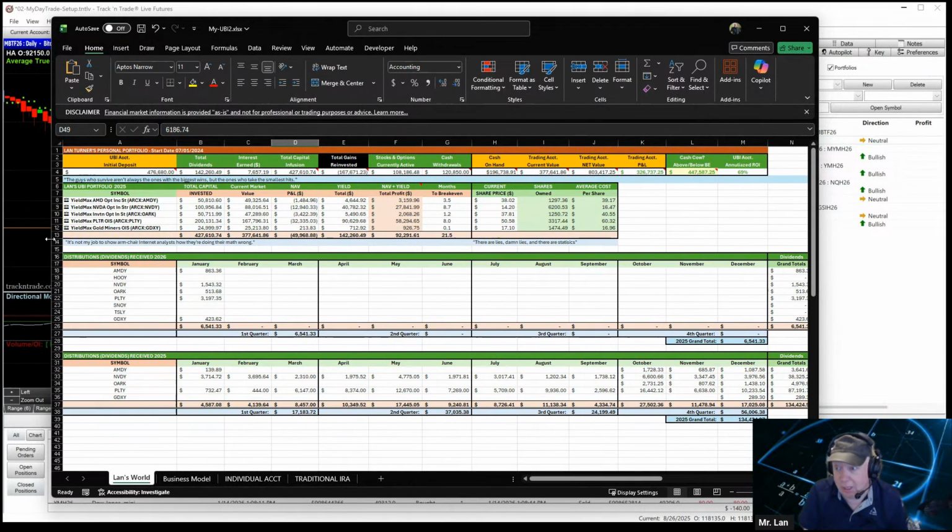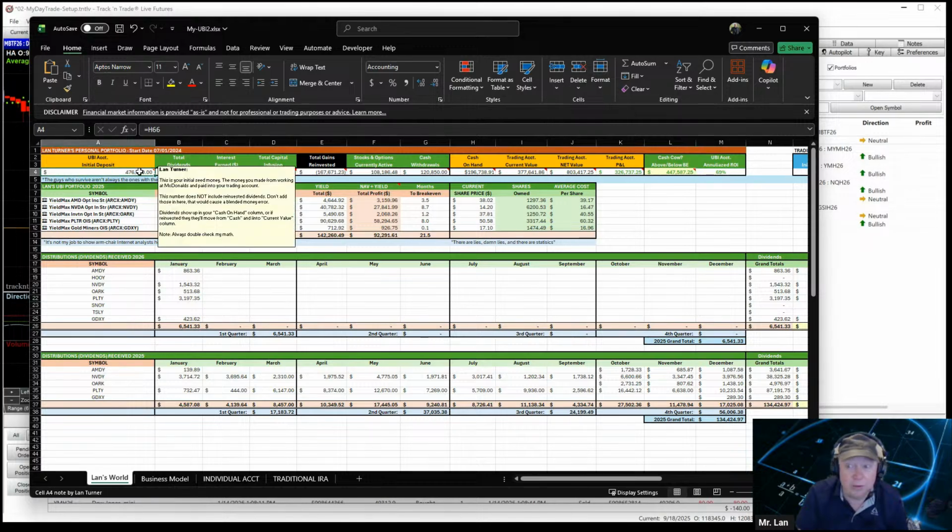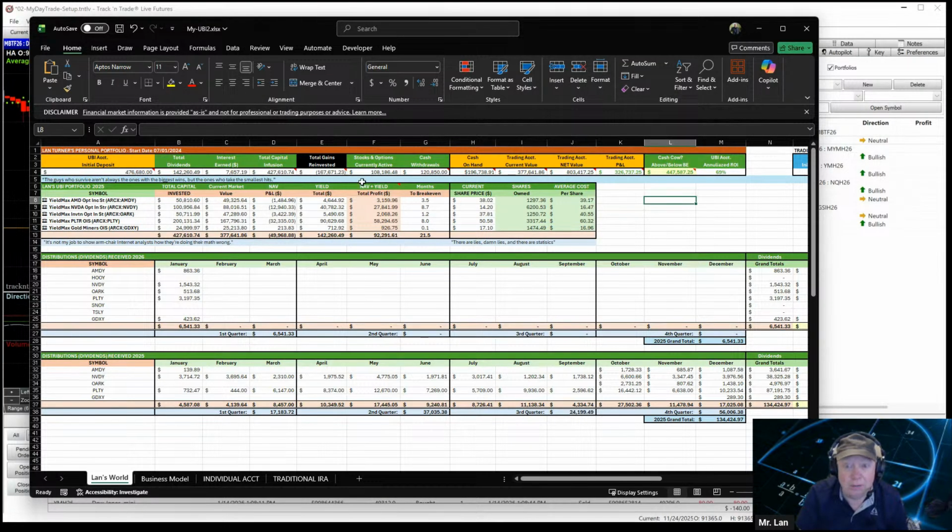So you can see right now my portfolio is sitting at a 69% annualized return. I started with 476,000. I've taken 120,000 out in cash, gone and spent it, so that puts me at 447,000. So I'm at a 69% annualized return.